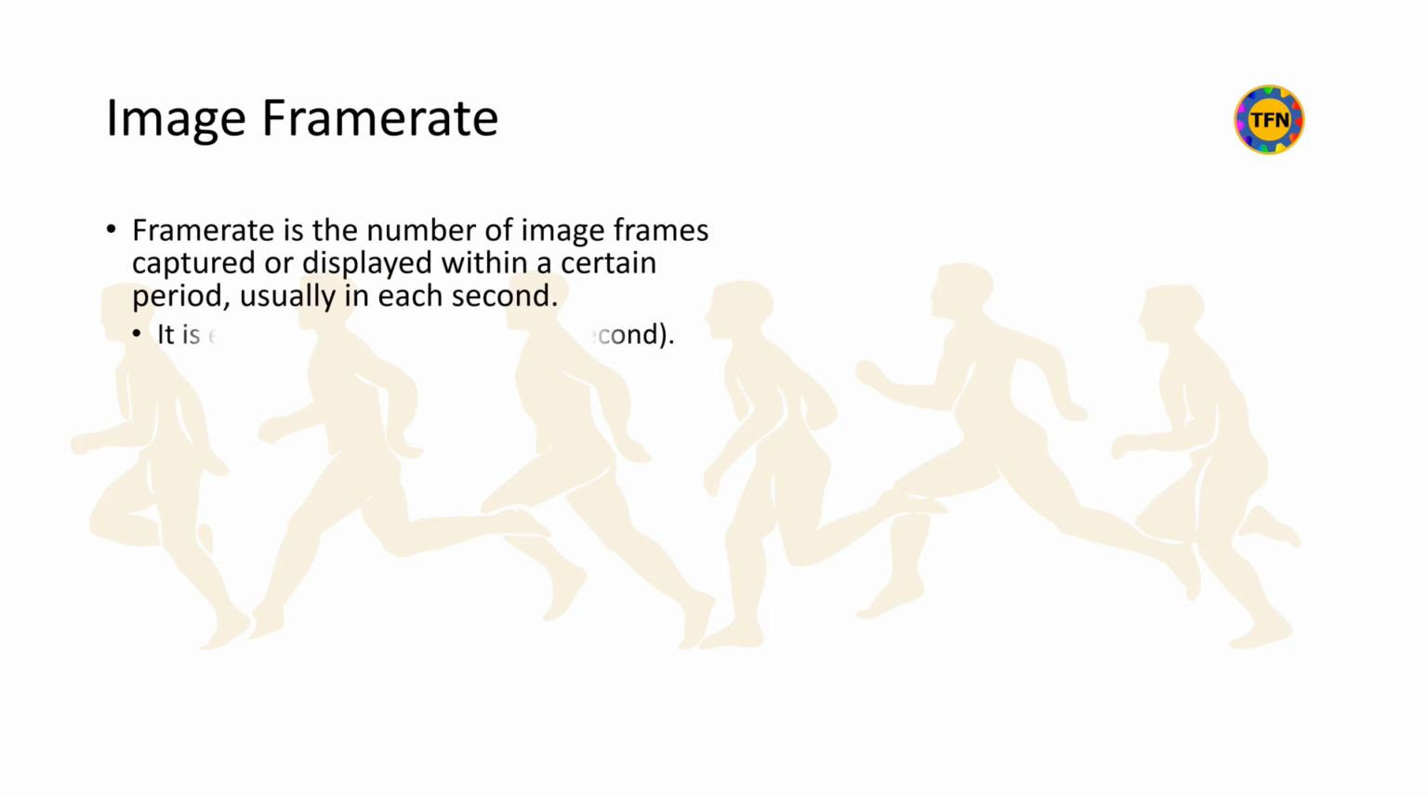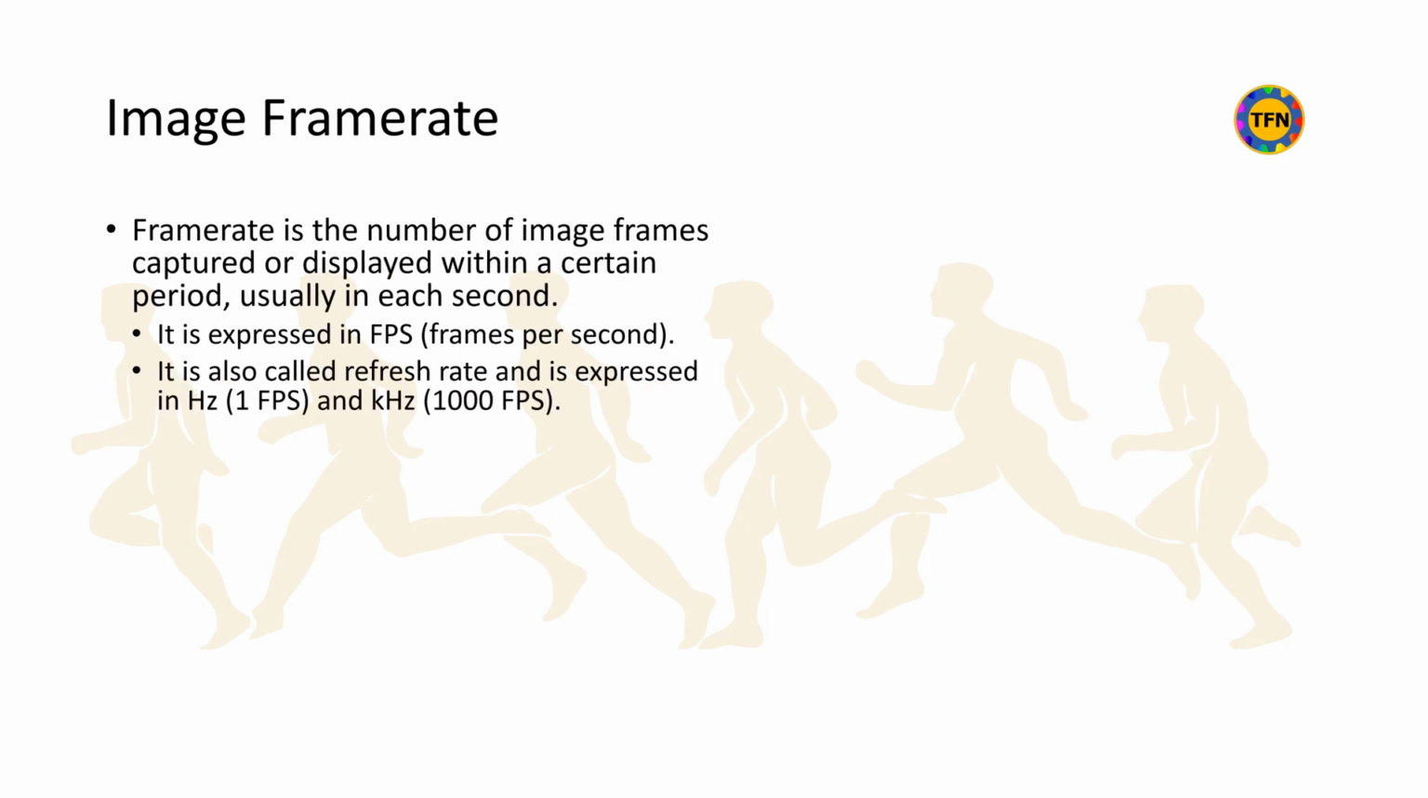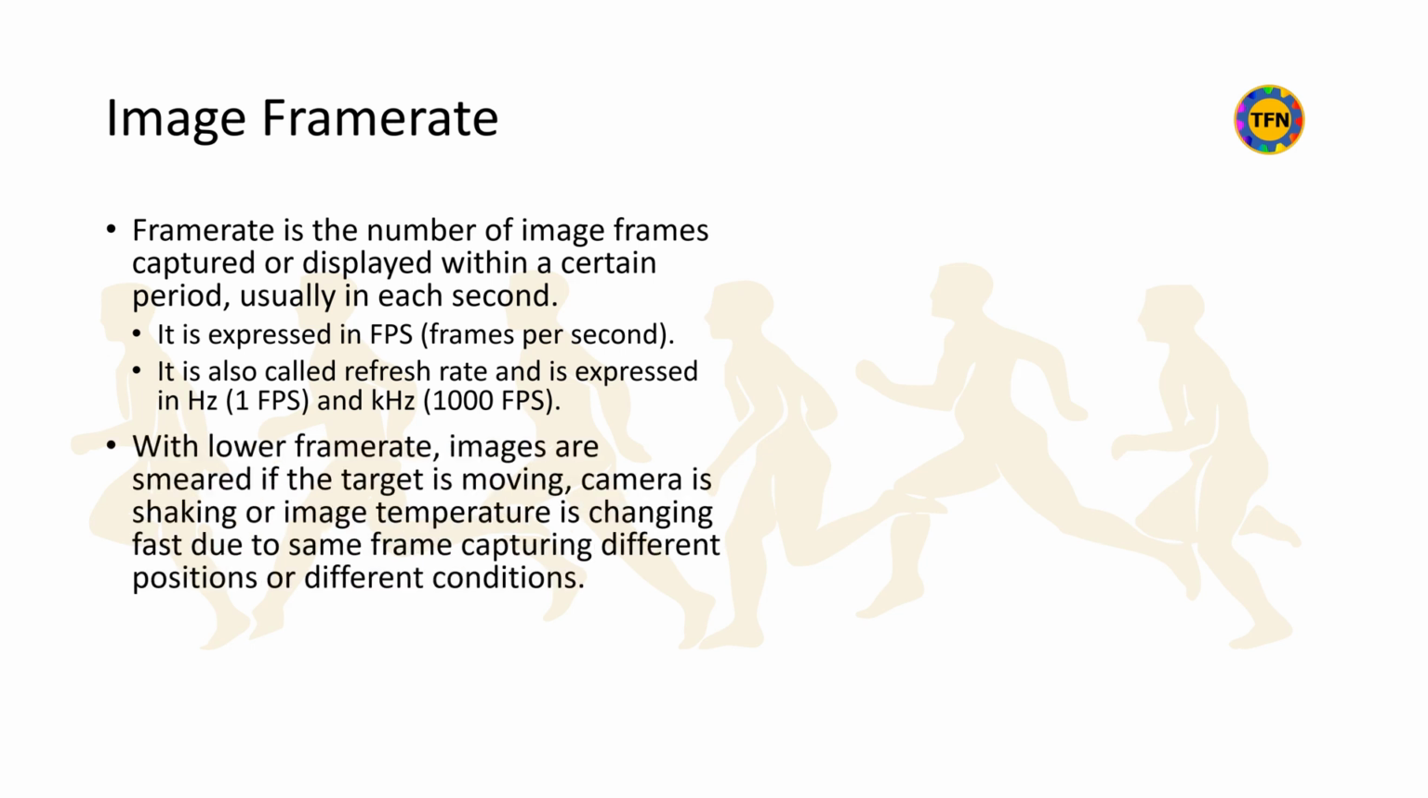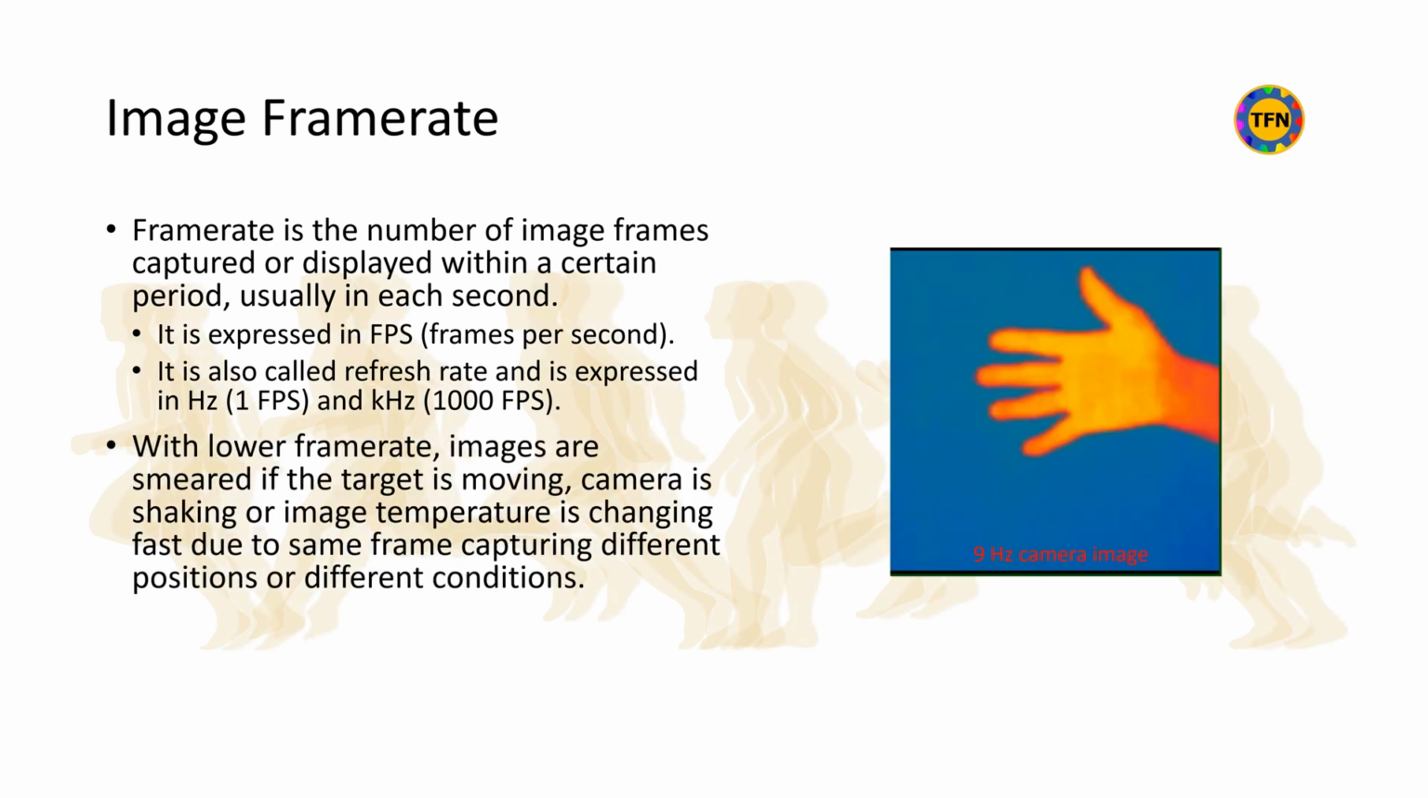Frame rate is the number of image frames captured or displayed within unit time, usually second. It is expressed in frames per second or FPS. It is also called refresh rate and is expressed in hertz. Infrared cameras usually have far lower frame rate than visual cameras.